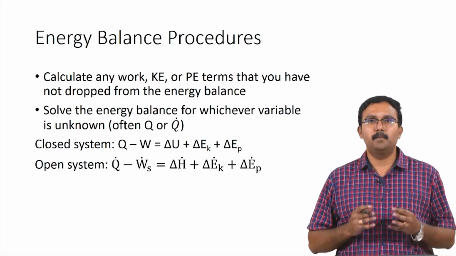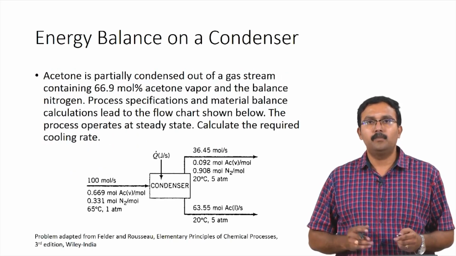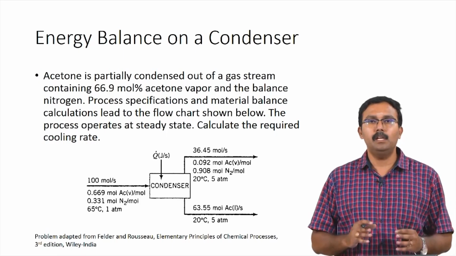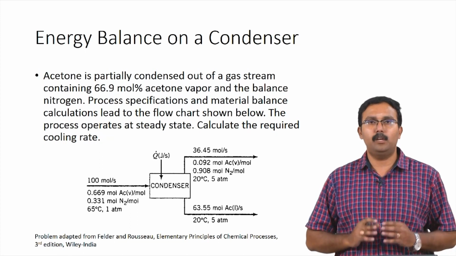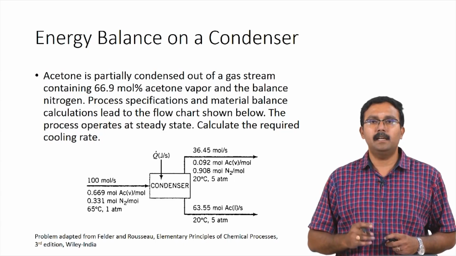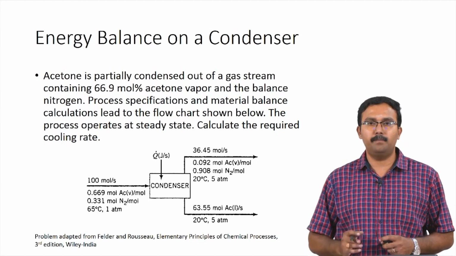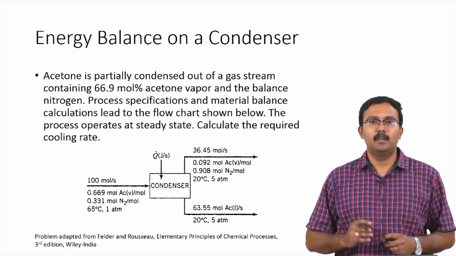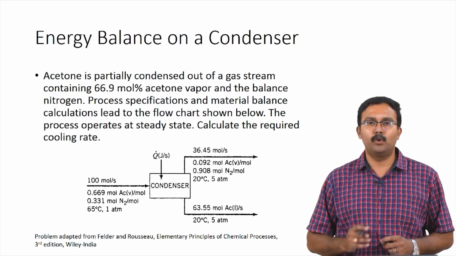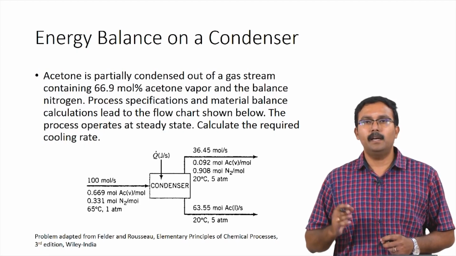To fully understand the procedure which we described just now, I will show an example problem. For this problem, we will actually not be performing any numerical calculations. We will only follow the steps which we had to go through. So, here is the problem. Acetone is partially condensed out of a gas stream containing 66.9 mole percent acetone vapor, and the balance is nitrogen. Process specifications and material balance calculations lead to the flow chart shown below. The process operates at steady state. Calculate the required cooling rate.